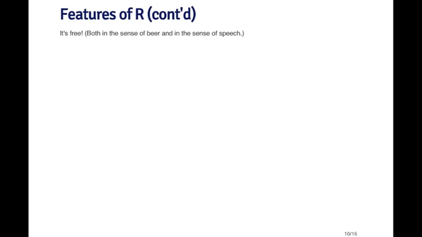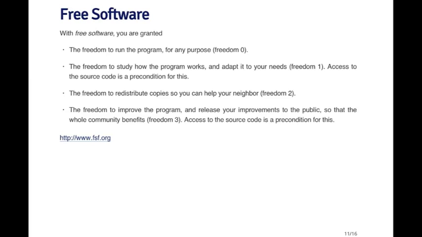So I'm going to divert for a second to talk a little bit about free software. With free software, there are four basic principles, right? You have four basic freedoms. Freedom 0 is the freedom to run the program for any purpose. So there's no restrictions on how you can run the program or when you can run the program or what you can or cannot do with it. Freedom 1 is the freedom to study how the program works and adapt it to your needs.